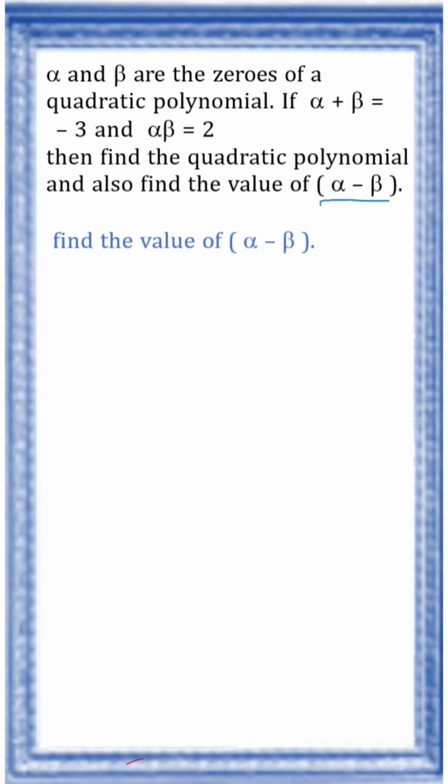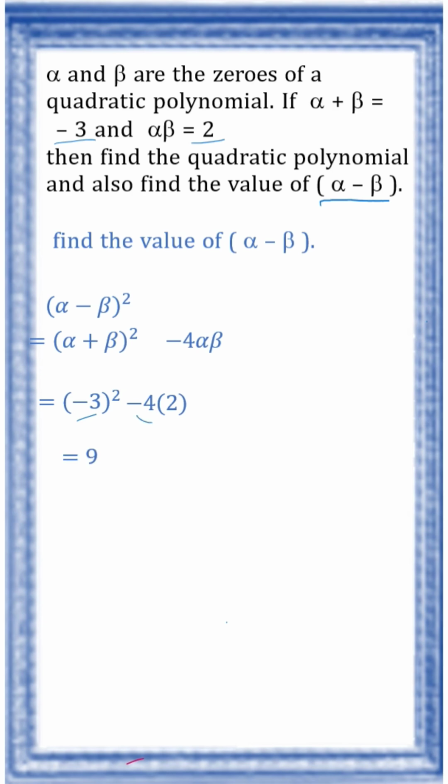Now let us find the value of alpha minus beta. Alpha minus beta the whole square is equal to alpha plus beta the whole square minus 4 into alpha into beta. Here alpha plus beta is given, isn't it? What is it? Negative of 3. Now let us substitute the value. Alpha into beta is 2, so minus 4 into 2. Negative of 3 square is 9, minus 4 into 2 is minus 8. 9 minus 8 is equal to 1. This is equal to alpha minus beta the whole square, isn't it?